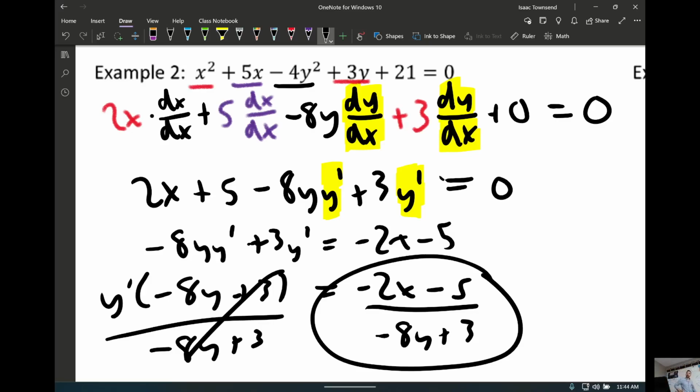Even though I'm going over those algebra steps pretty quickly, most of these questions will finish the same way. Move all the non-y prime stuff over to the other side, factor out a y prime, and then undo times with divide.